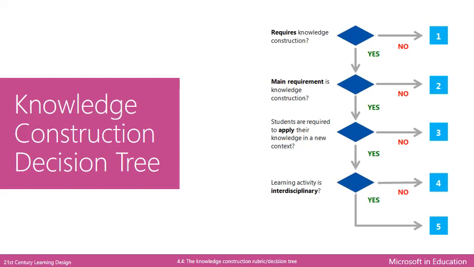If yes, you ask the next question, are students required to apply their knowledge in a new context? If no, then it is a code 3. If yes, you move to the next question, which asks if the learning activity is interdisciplinary. If no, then it's a 4. If it's a yes, then it is a code 5.